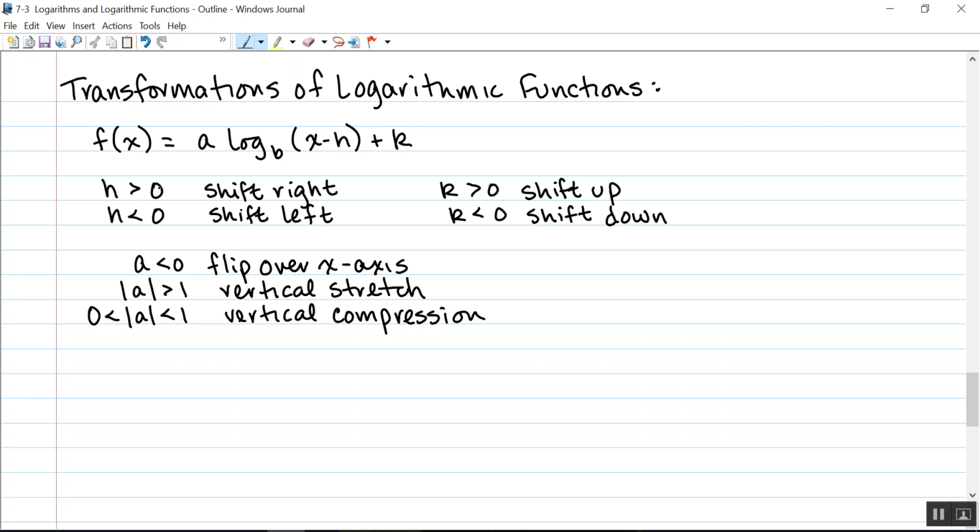So if h is greater than 0, my parent function is going to shift to the right. If h is less than 0, it's going to shift to the left. A positive k shifts it up, and a negative k shifts it down. If a is less than 0, so if a is a negative number, my whole graph is going to be flipped over the x-axis. If the absolute value of a is greater than 1, it's going to be a vertical stretch. And if the absolute value of a is between 0 and 1, it's going to be a vertical compression.